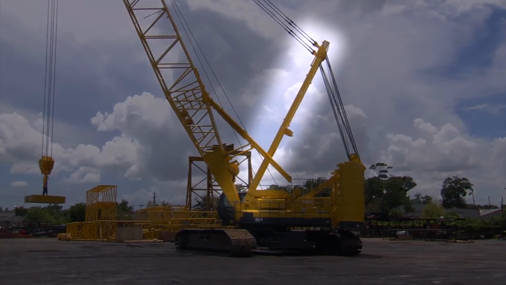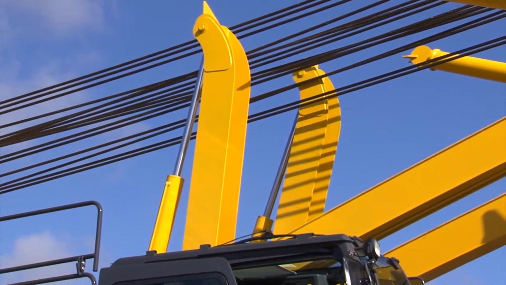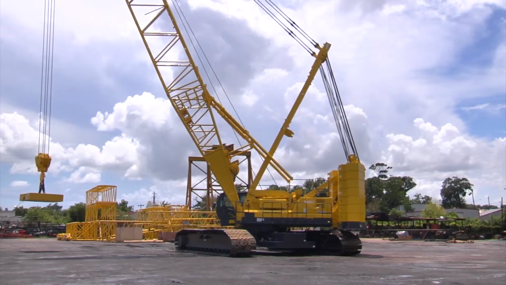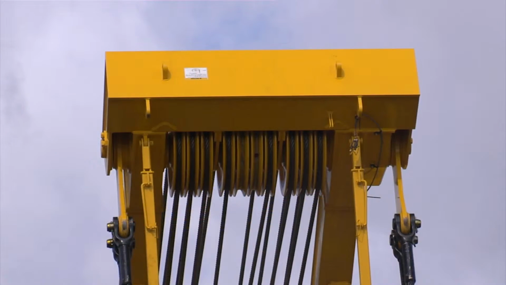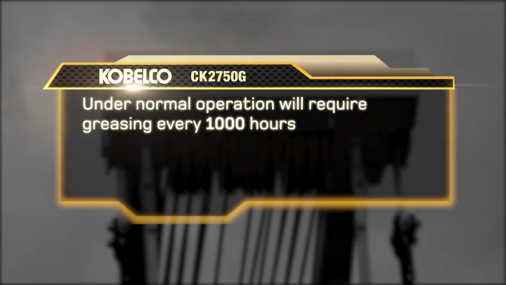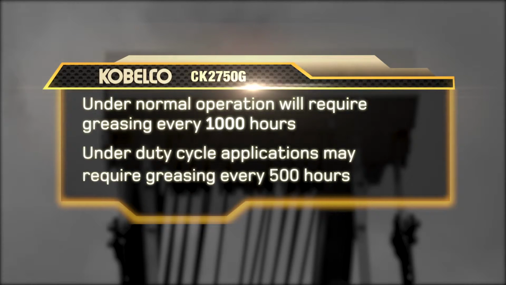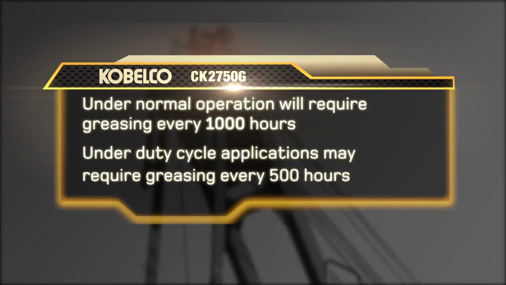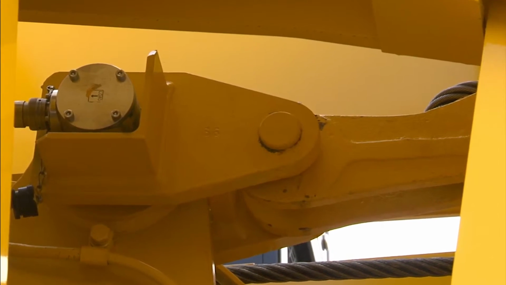This is the mast, and at the base we have the mast assist arms. These are used for stowing or raising the mast before or after transport. At the upper tip, it is equipped with sheaves that have sealed bearings with grease fittings. Under normal operation, these bearings require greasing every 1,000 hours, or under heavy-duty applications, every 500 hours. The gantry has the same type of sheaves and requires the same grease interval. It also contains the load weighing pin.